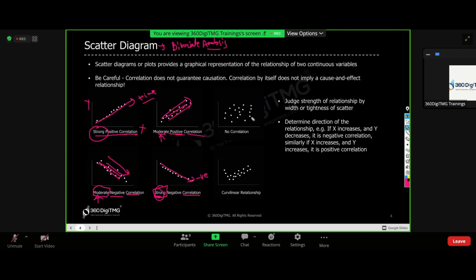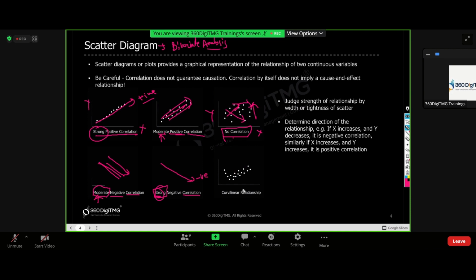When it comes to no correlation, obviously there is no correlation between x and y. As I said, I don't know whether it is up or whether it is down. It is parallel. What kind of direction, we do not know. So we are saying there is no correlation.